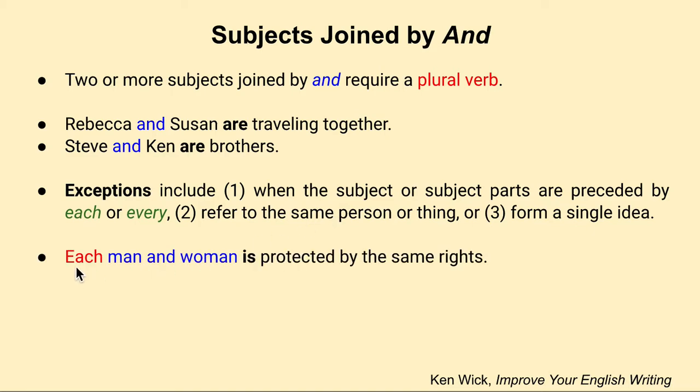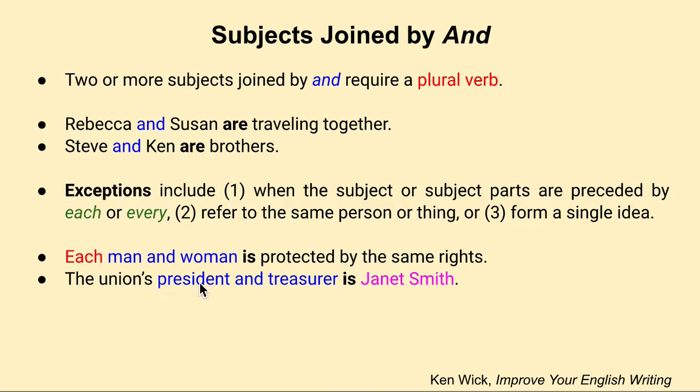Each man and woman is protected by the same rights. So here we have two subjects that are joined by and, preceded by each. This case is one of the exceptions. When we have this preceding word, then we know it uses a singular verb. Each man and woman is protected.